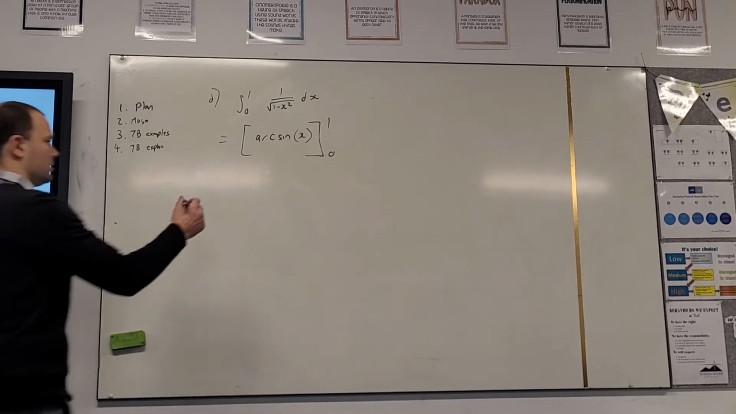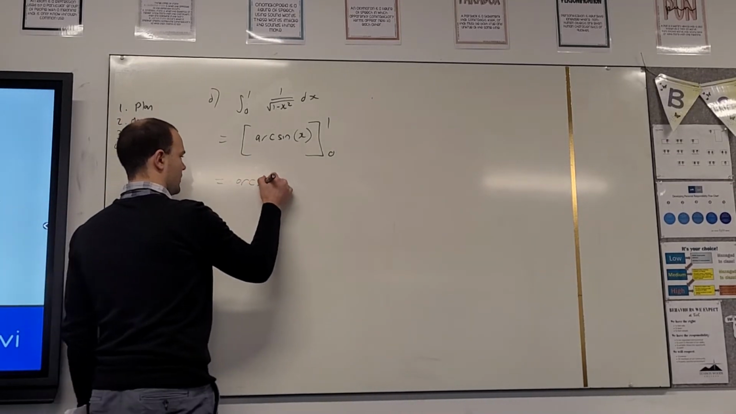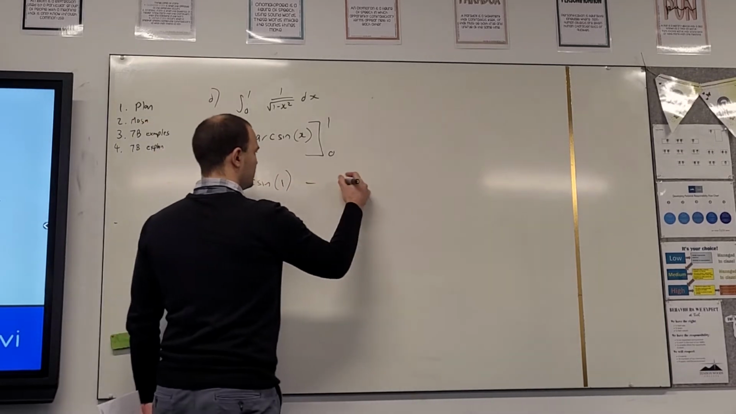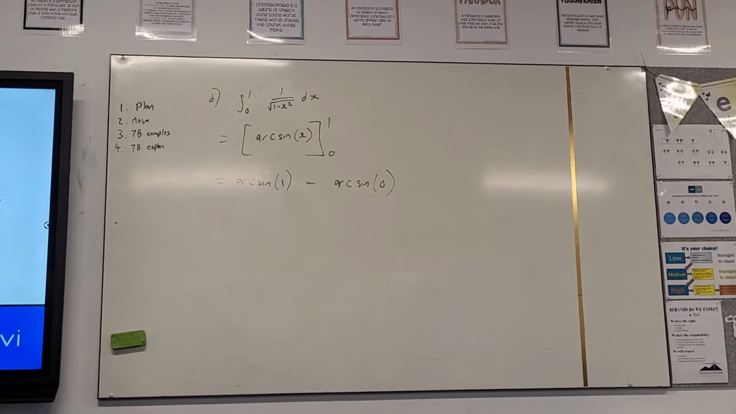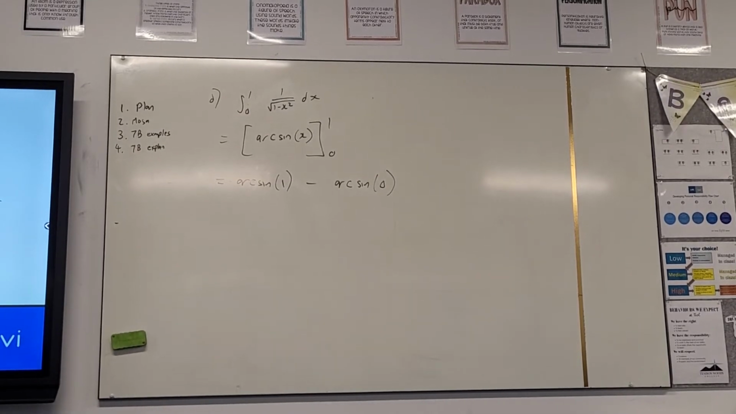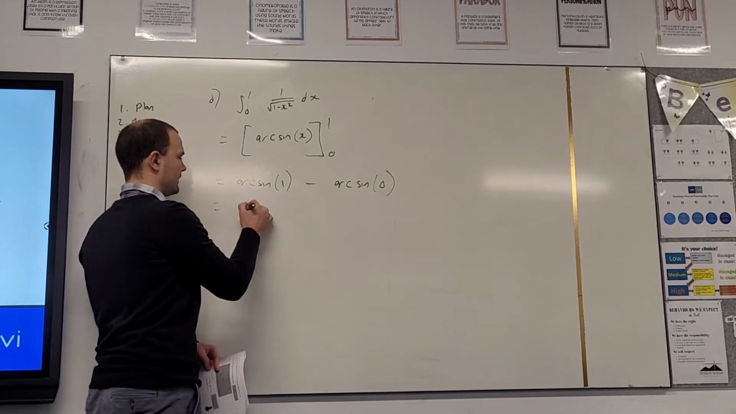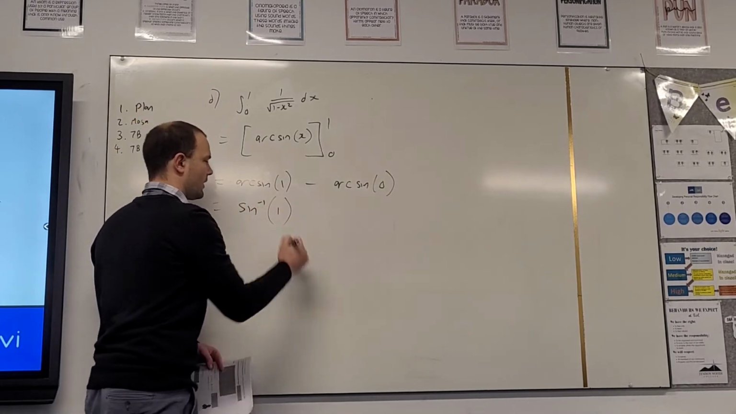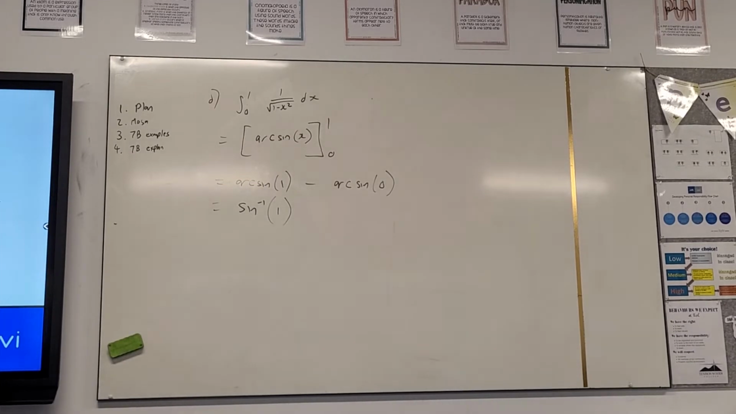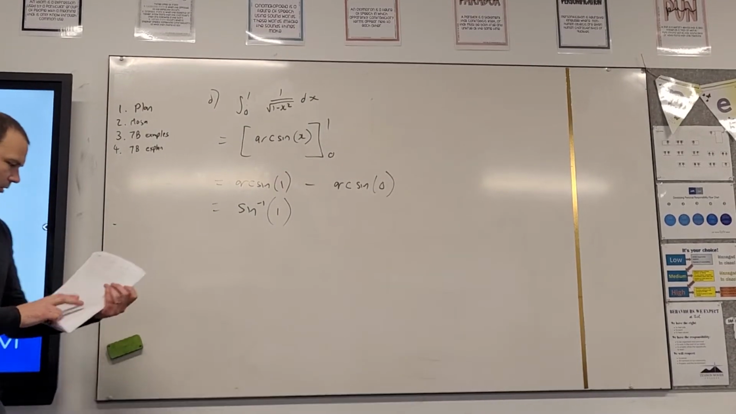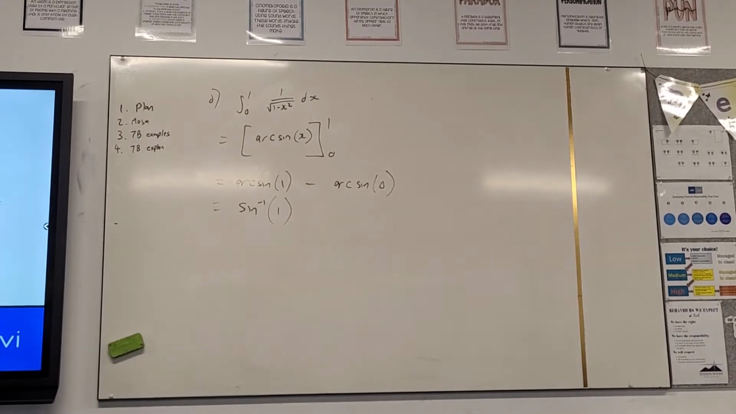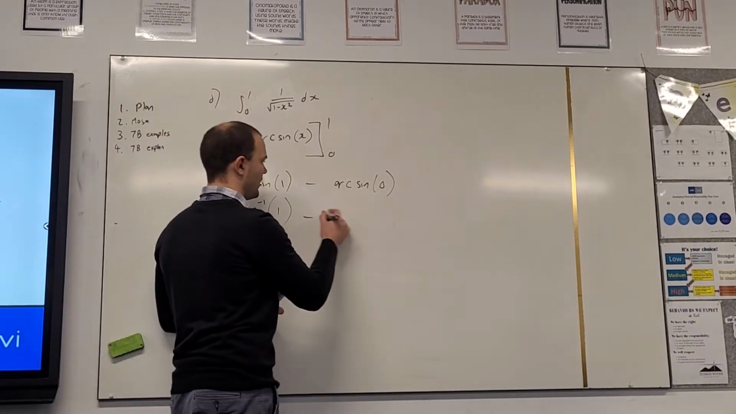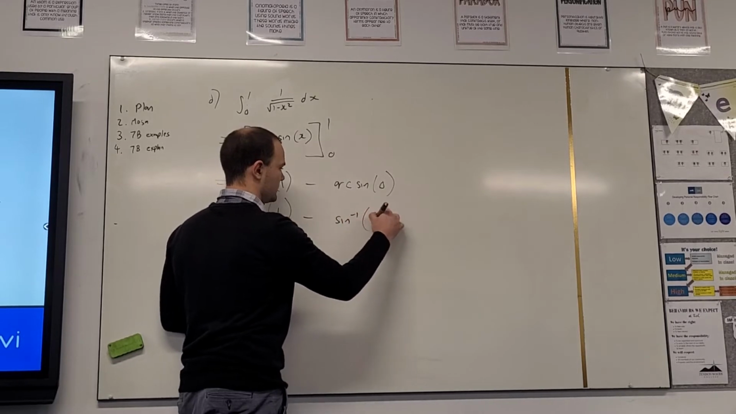Okay, so that's going to be arc sine of 1, take away arc sine of 0. Now what does this mean? What is arc sine? It's the inverse sine function. I've written that at the bottom of the page over here: arc sine of x is the inverse sine of x. So it's inverse sine of 1, take inverse sine of 0.